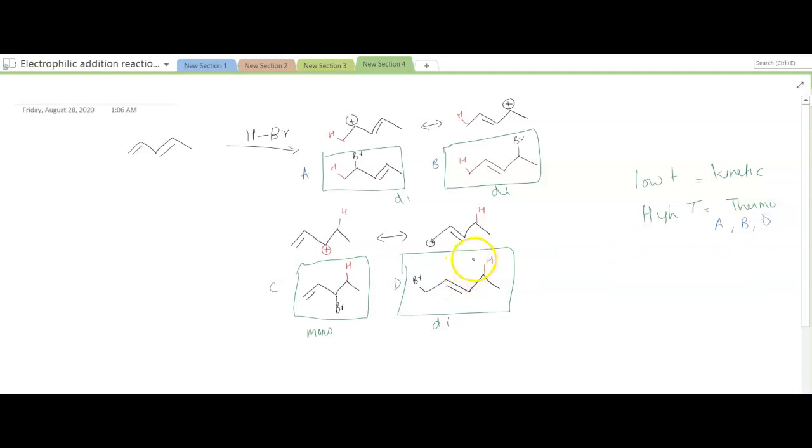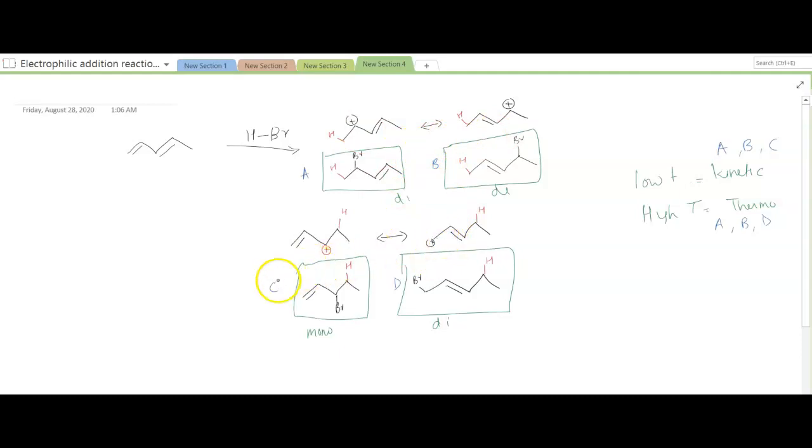Now at low temperature, my kinetic product will be the one related to the more stable carbocation. In this case, we have a secondary carbocation, another secondary carbocation, and this one is primary, right? So the major products at low temperature would be A, B and C. That's how you will decide what will be your major and minor product, based upon what kind of substitutions you have for the double bond, or what kind of stable carbocations are formed during the reaction.